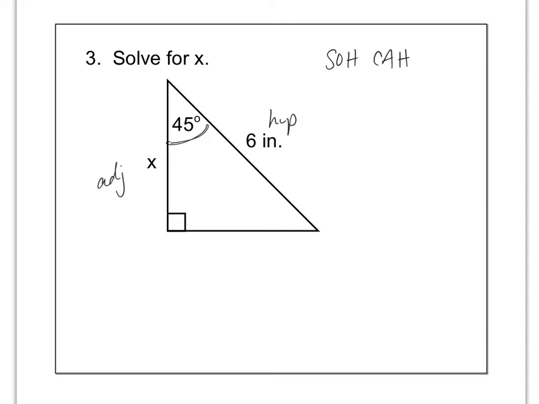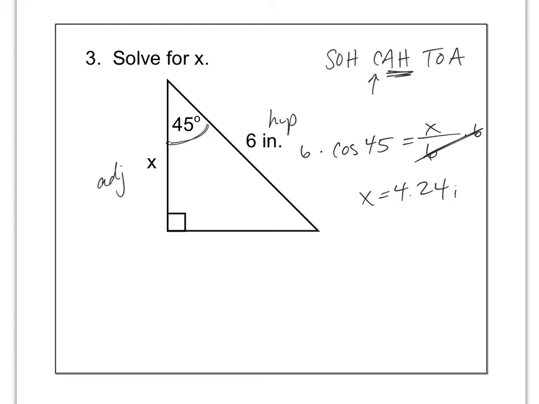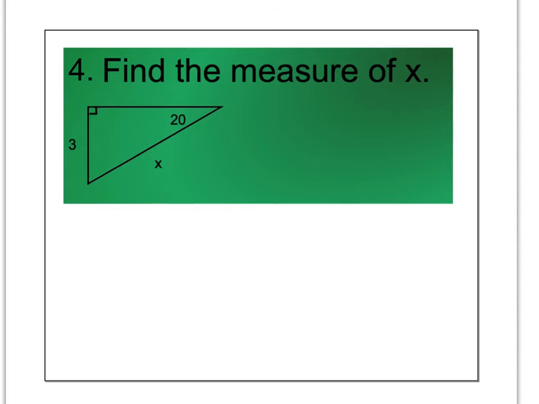So I'm going to use SOHCAHTOA again, and I think the x is adjacent and the 6 is hypotenuse. So adjacent and hypotenuse go with CA. The C stands for cosine. So cosine of 45 equals adjacent over hypotenuse. Multiply by 6, and then you're going to have to type in 6 cosine 45. And x is 4.24 inches. Please pause the video, try number 4.